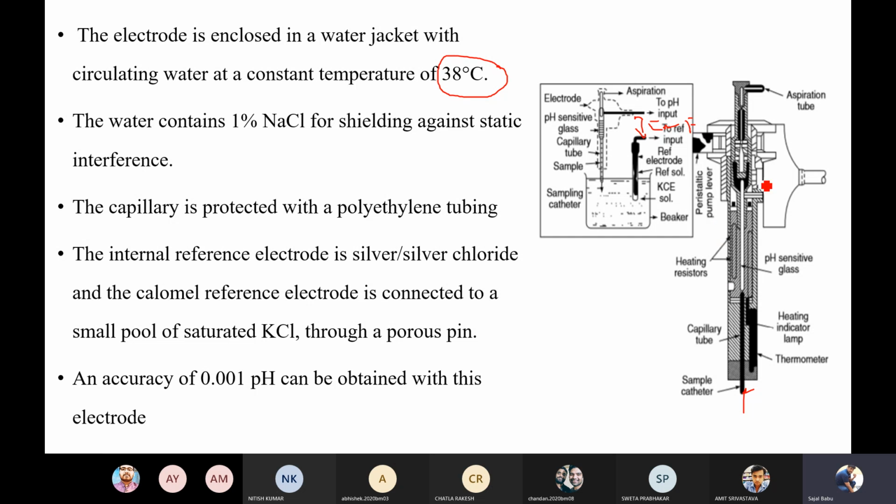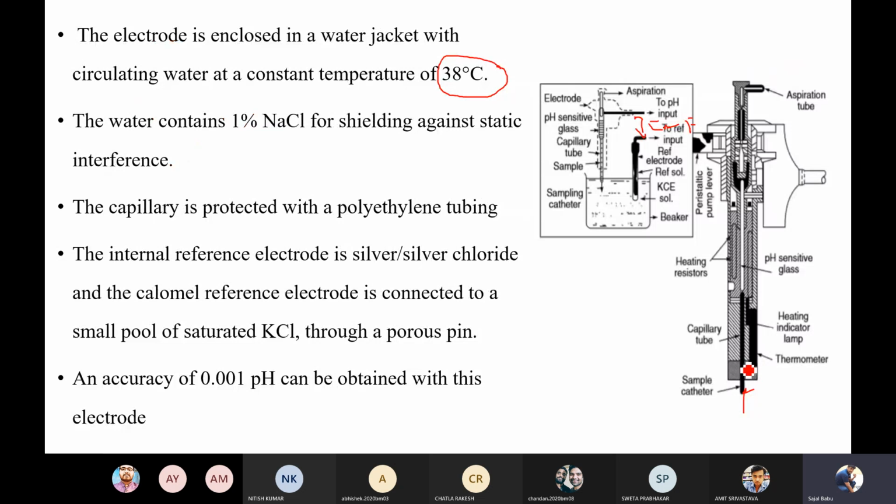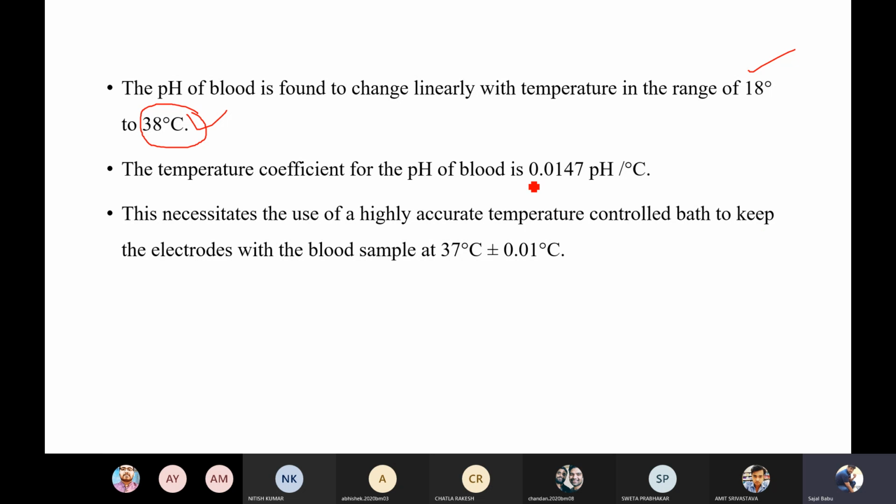So that's the reason this complete electrode has been enclosed in a water jacket maintained at 38 degrees centigrade, because the blood has an upper limit of 38 degrees centigrade, and we are keeping it constant. So the pH of the blood collected into this electrode is not going to vary, and when we insert it in the solution and measure, the value will be perfectly accurate, because the blood is not affected by temperature, as the electrode has a constant temperature. Okay, did you understand why the water jacket is used?